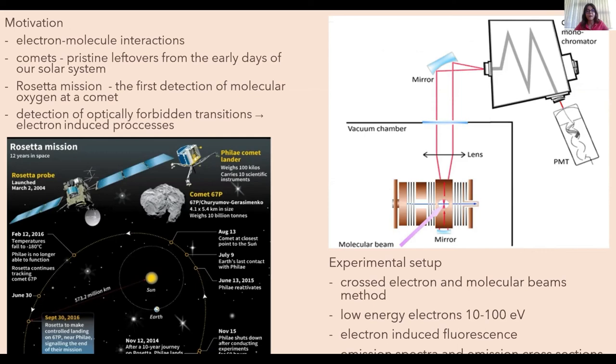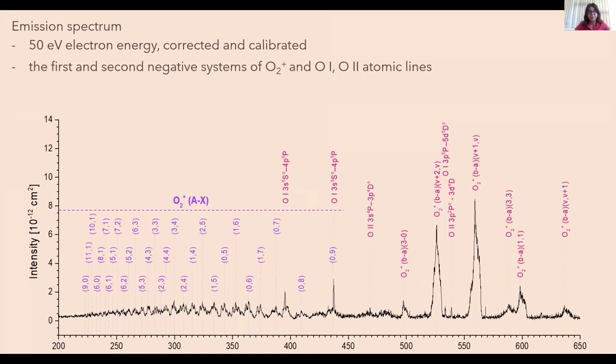At first, we measured the emission spectrum of oxygen, and this spectrum is measured at 50 electron volt electron energy, ranging from 200 to 650 nanometers. This spectrum is corrected for apparatus sensitivity and also calibrated for absolute values of intensity. We identified the second negative system of O2+ and its vibrational transitions, and this is depicted in violet, and also some bands from the second negative system of O2+ and several atomic lines of oxygen.